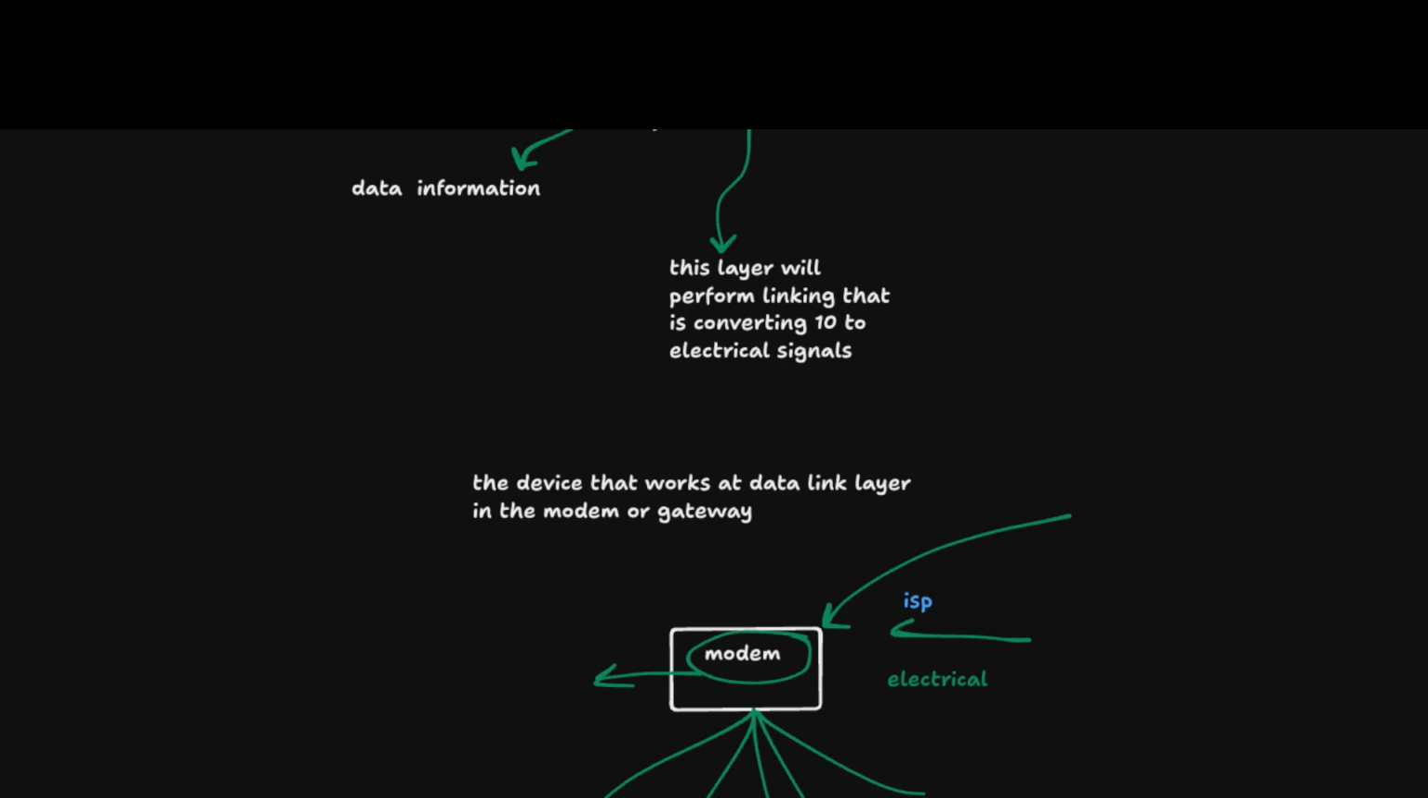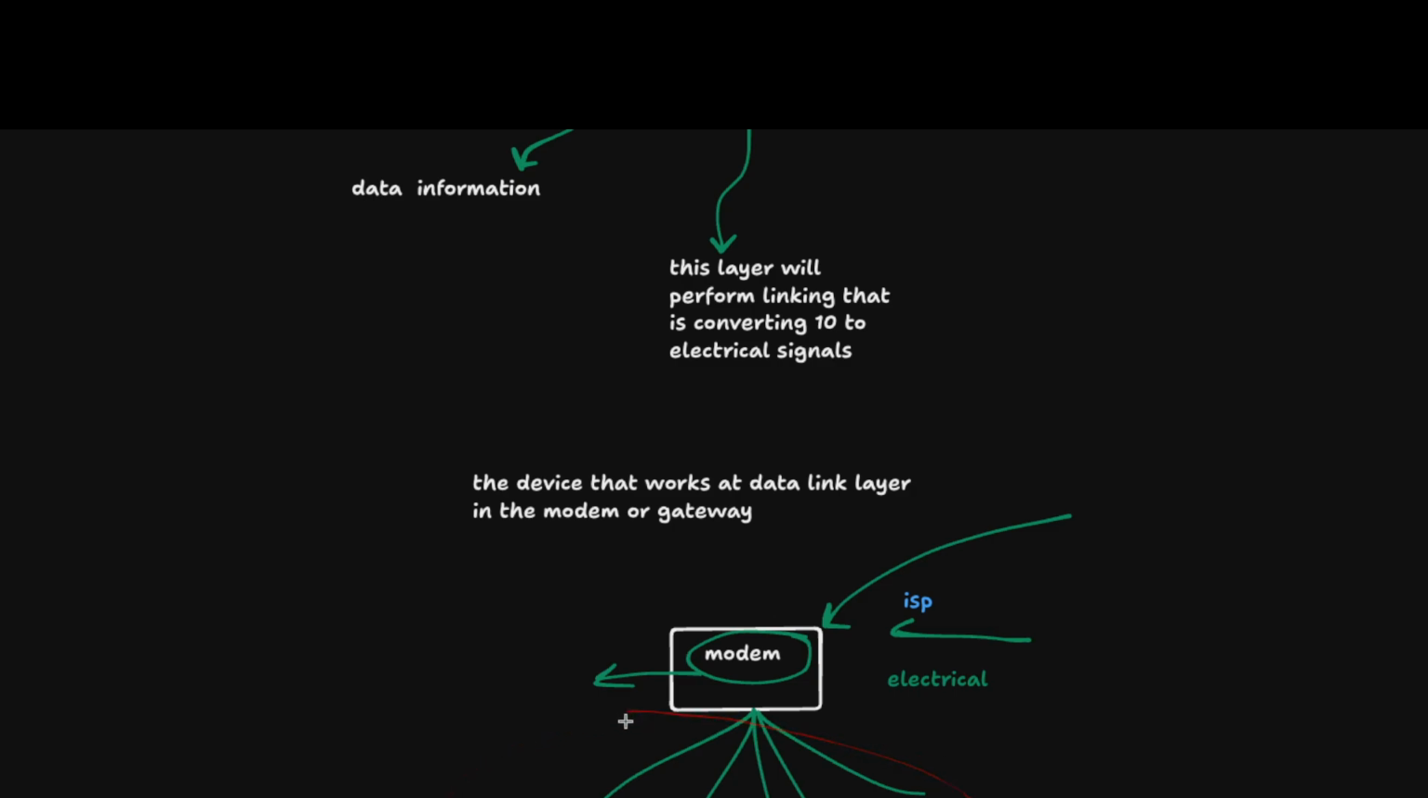Now what device works here? This is basically the ISP network, where the electrical signals are coming in. This is the ISP, this is electrical, and then this is the modem. So these are all our devices.